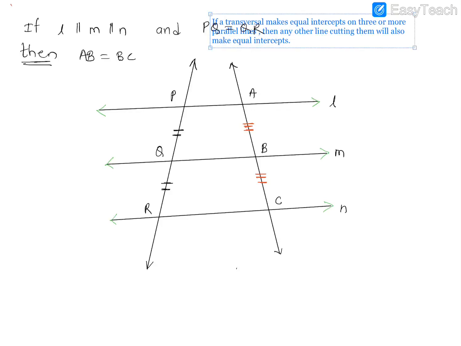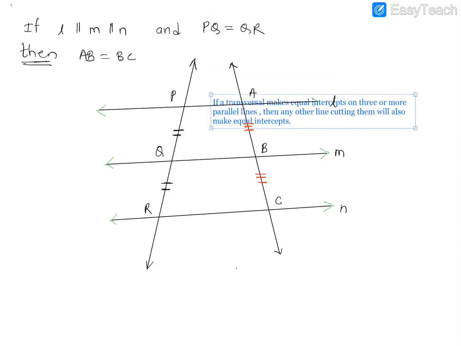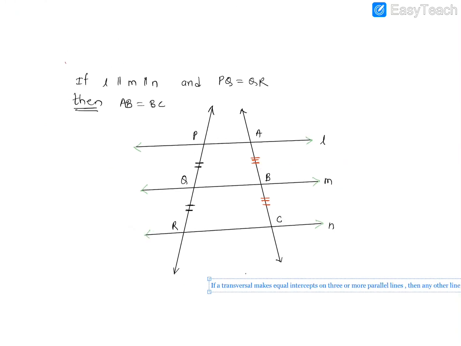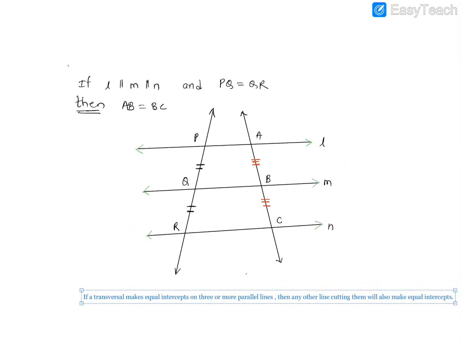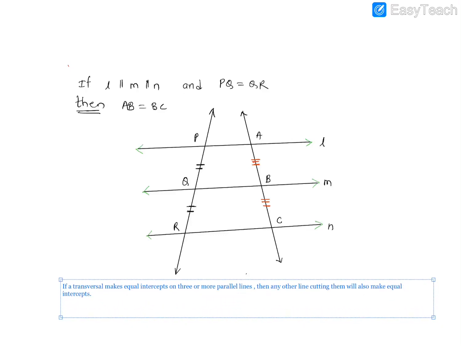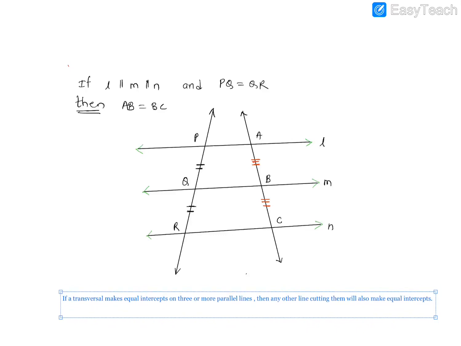Okay, so you do not need to write the whole statement when you're proving this. You can just write by intercept theorem. Even that much is okay. You don't need to write the whole statement. Okay, so that was a theorem, that is intercept theorem. Now we'll do a few problems based on this.